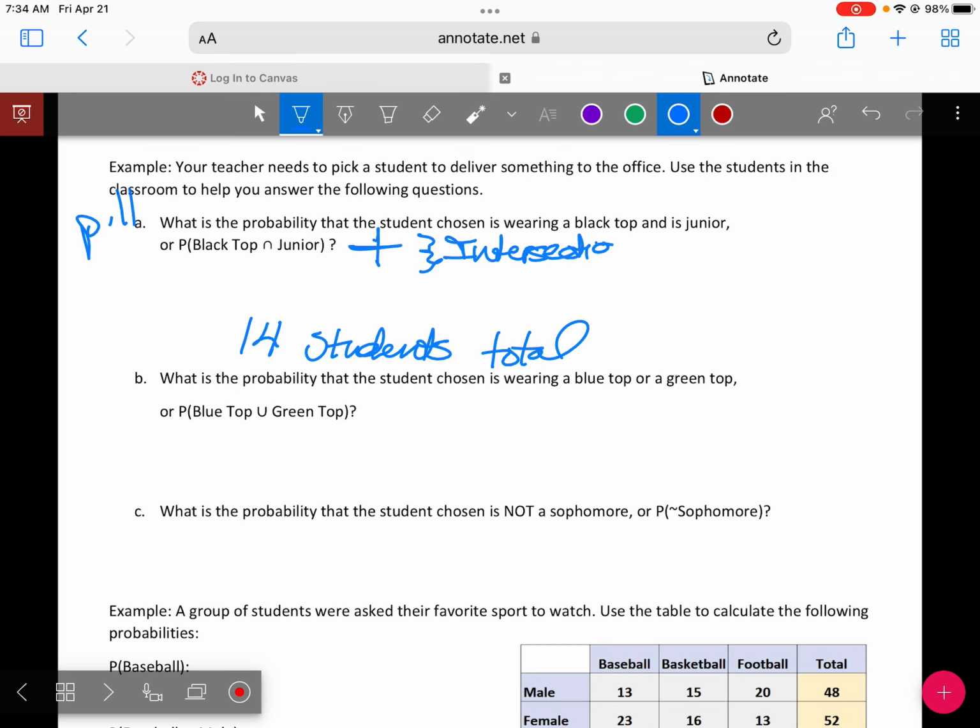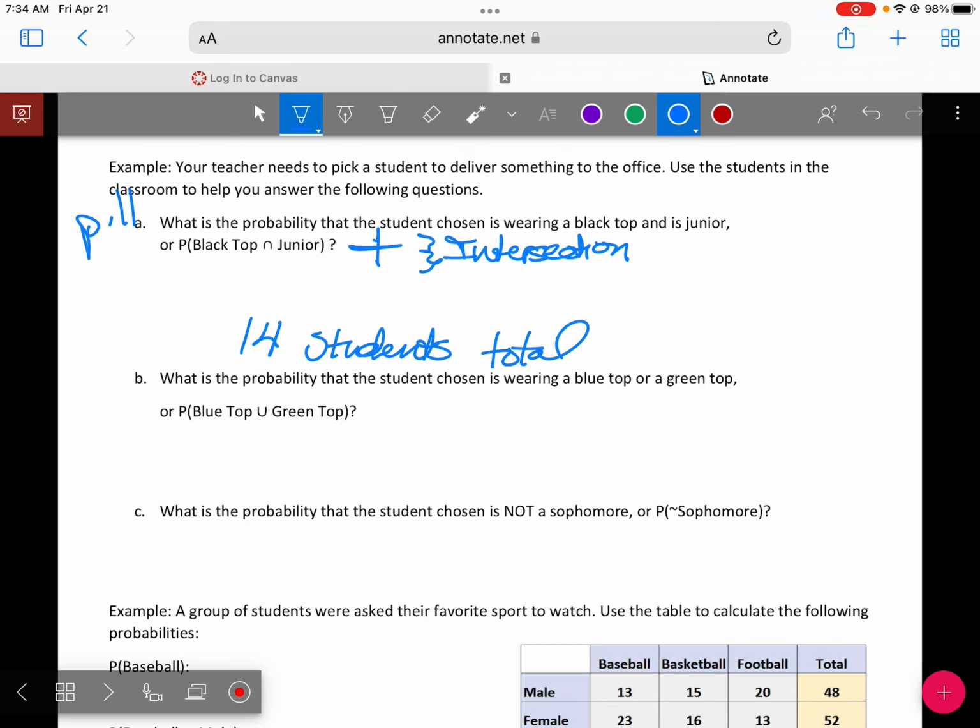Intersection. So first of all, we need to look at everyone that has a black top. Jeez, that's a lot of people here today. I would say 1, 2, 3, 4, 5, 6, 7, 8, 9.